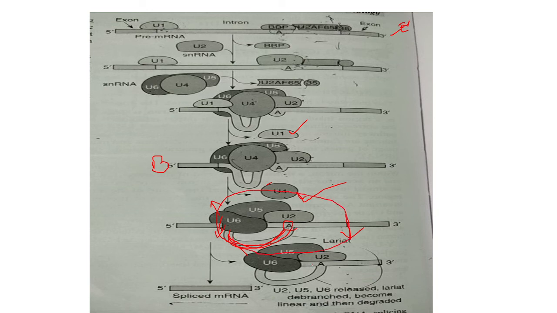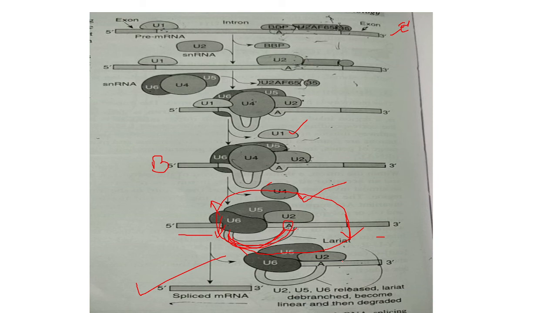that is, the whole intron is removed, and the spliced mRNA is formed. The two exons, that is the 5' exon and 3' exon, will be joined. You can see here in this diagram that the 5' exon and 3' exon are joined and form the spliced mRNA. And U2, U5, U6, all these snRNPs are released, and they are recycled.